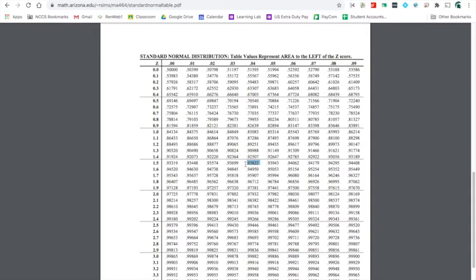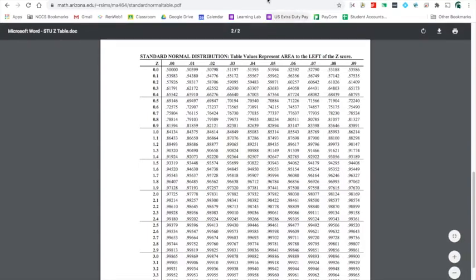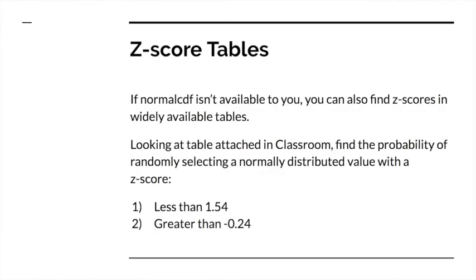So 0.93822 is the probability that we're looking for in part A. Question number 2 asks, what's the probability of selecting something greater than negative 0.24?